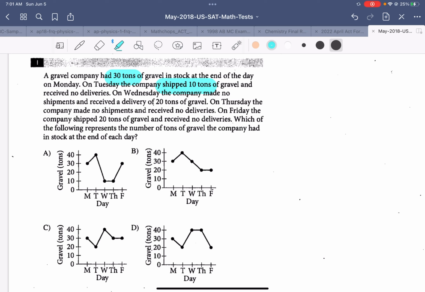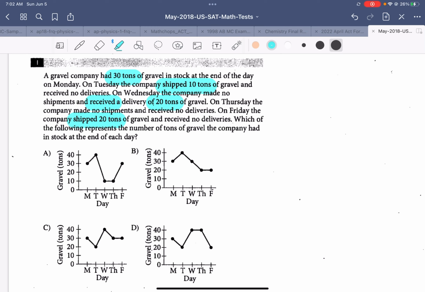And on Wednesday, the company made no shipment, but received 20 tons. And on Thursday, the company made no shipment and received no deliveries. There's nothing coming in, nothing going out. And on Friday, the company shipped 20 tons of gravel and received no deliveries. So on Friday, shipped 20 tons.